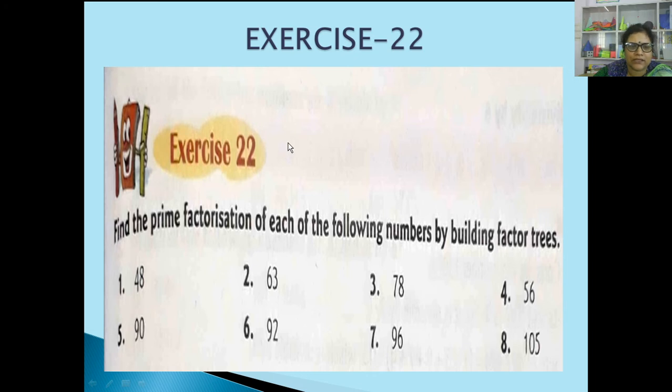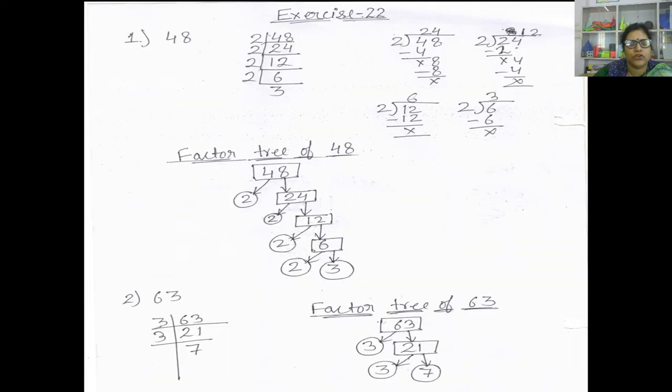So here is the exercise. Find the prime factorization of each of the following by building a factor tree. Here I have solved two or three questions for you. So question number 1, 48. I am finding the prime factorization of 48.